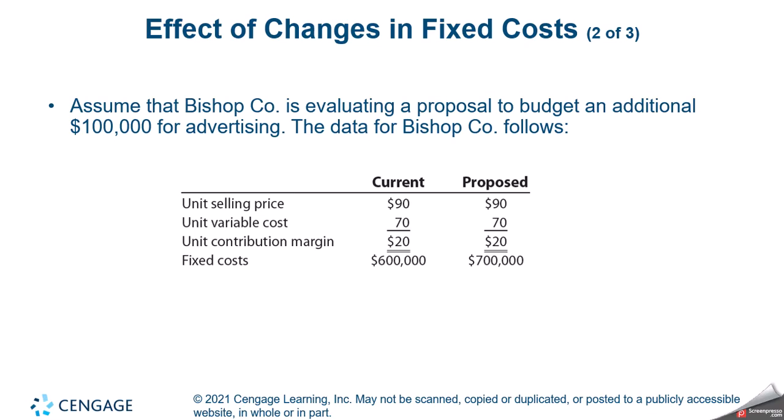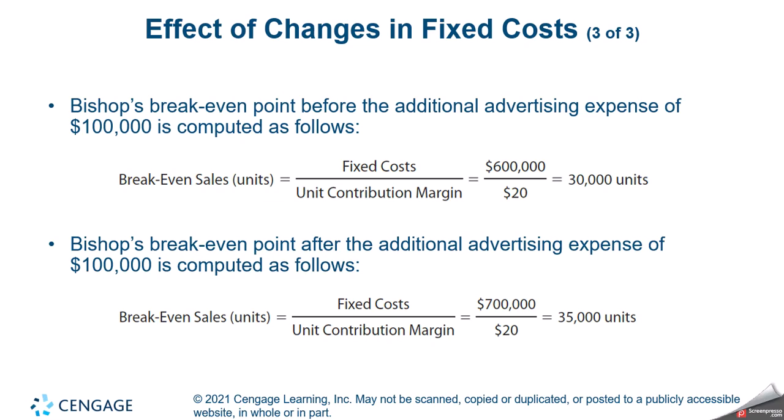So then we run through some potential changes. Okay, so what if we want to increase our advertising budget by $100,000, so our fixed costs are going to go up to $700,000. So then obviously we're going to have to sell more, but hopefully with the advertising campaign, we're able to do so. So our break-even point prior to the additional advertising campaign was 30,000 units. When we spend the additional 100,000 for that advertising, now it goes up to 35,000. So we would want that advertising campaign to definitely result in more than 5,000 units to actually have it be money well spent.